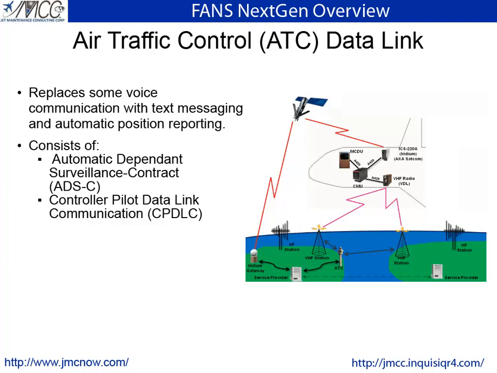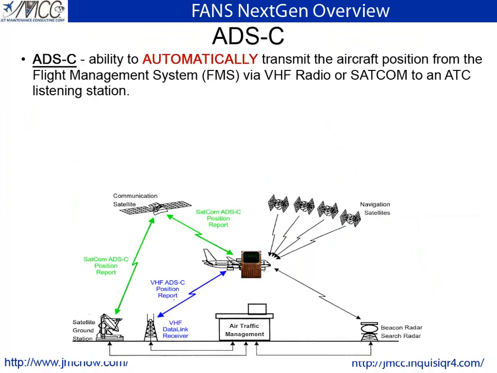ATC Data Link is made up of Automatic Dependent Surveillance Contract, or ADSC, and Controller Pilot Data Link Communication, or CPDLC. ADSC is the ability to automatically transmit the position of the aircraft from the flight management system via VHF radio or satellite communication to an air traffic control listening station. This provides air traffic control a more accurate picture of air traffic in a particular block of airspace than the previous method of voice reporting.